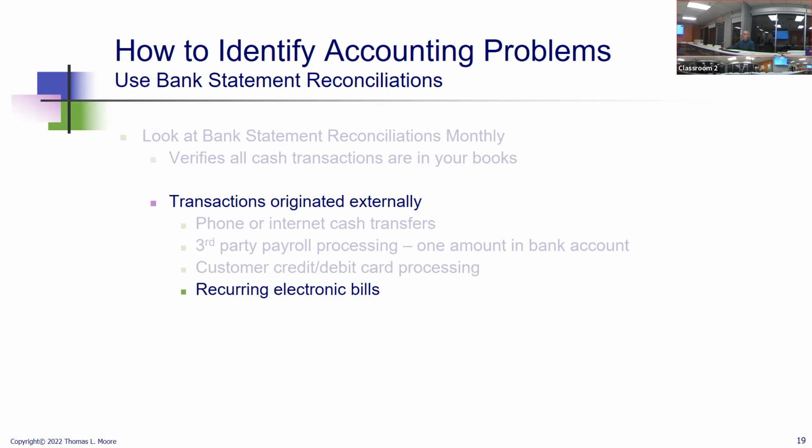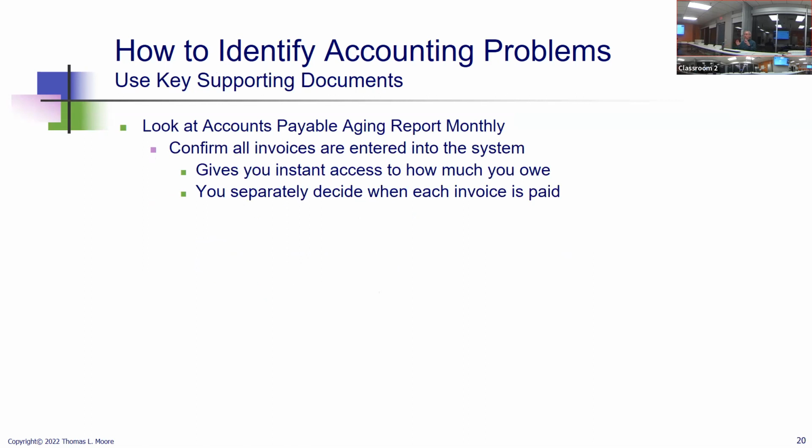You also want to look at recurring electronic bills, making sure that those show up both on your bank statement as well as on your business books. Debt payments, as I mentioned earlier, one amount in the bank account to make sure that you've got that debt set aside appropriately.